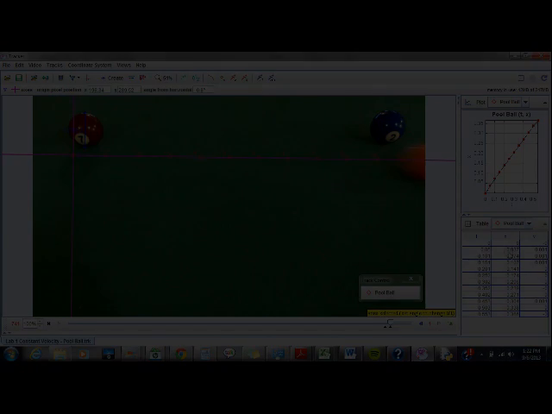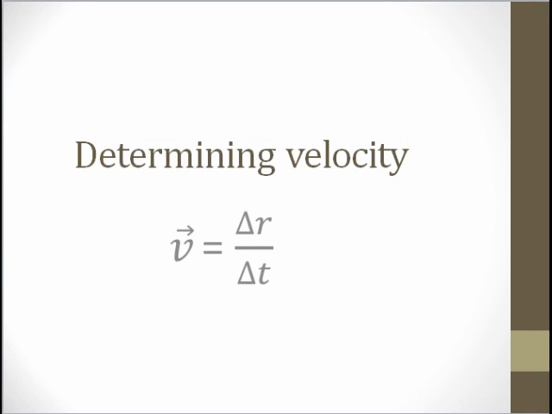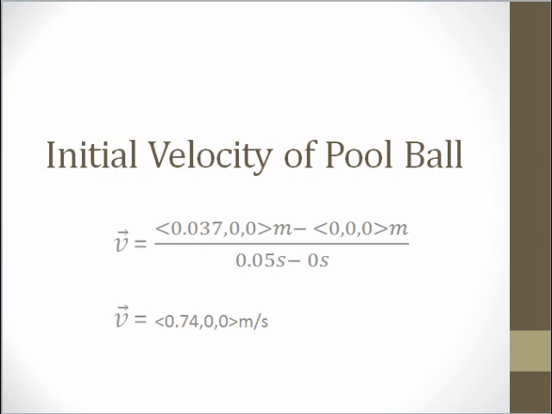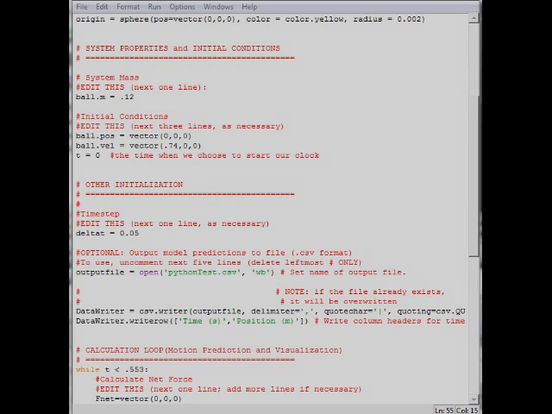And to do that, we use this formula here, which is delta R over delta T, basically the difference of the 2 points divided by the difference of the time, which we have plugged in here, and we get 0.7400 meters per second.